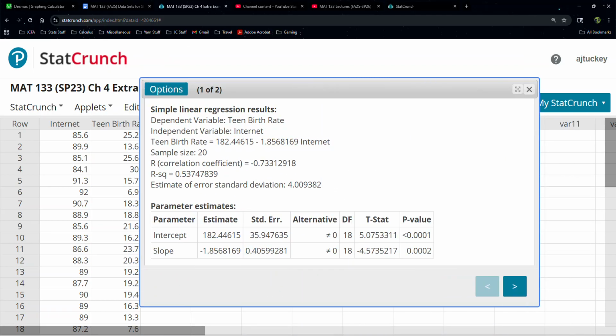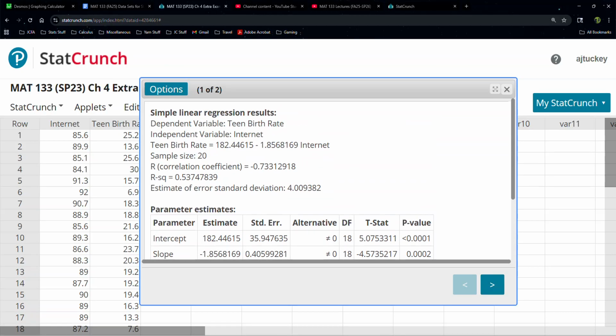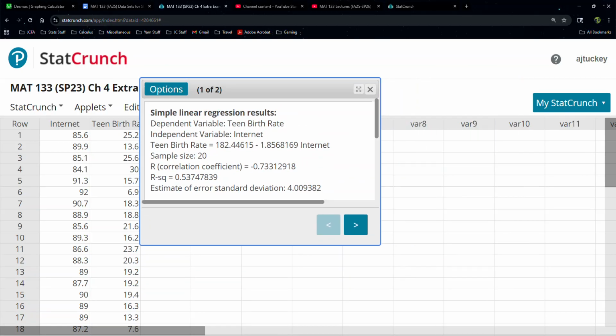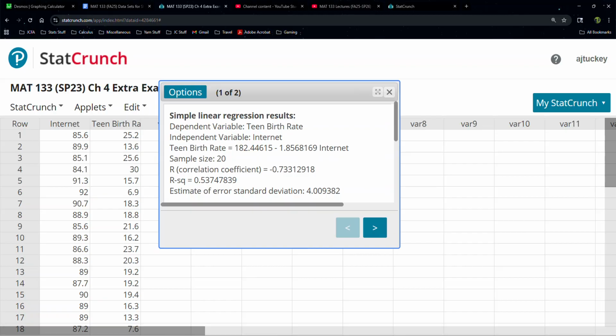Okay, so again, remember it gives us all sorts of info. We don't need all of that info. We're just going to look at this block right here. It's telling us the y, we chose the teen birth rate as the y, that's the response variable, the x, which is the internet rate, and then right here is actually the regression equation, and then there's the correlation coefficient. Our sample size was 20, so that's nice to know, and there's r squared. So the first couple questions for A, we know that r is negative 0.733, and we know r squared, which is the coefficient of determination, is 0.537.